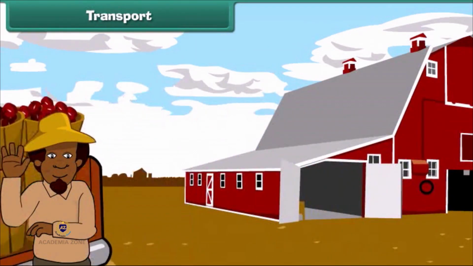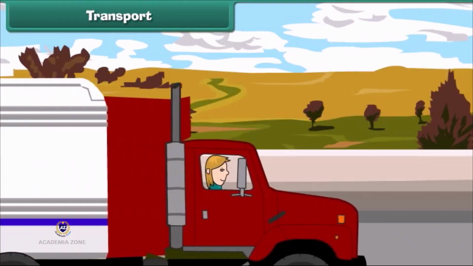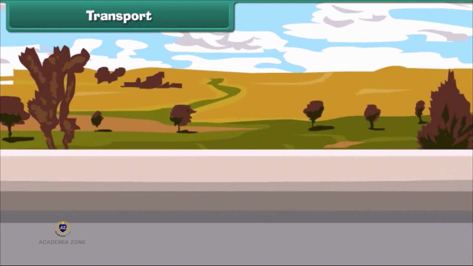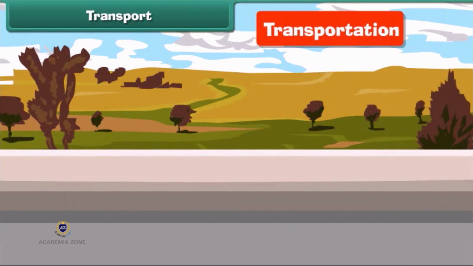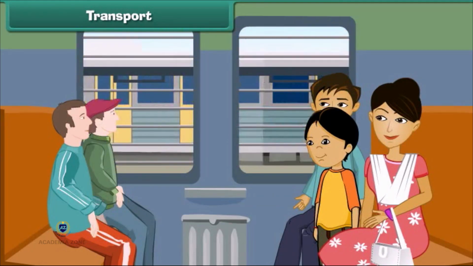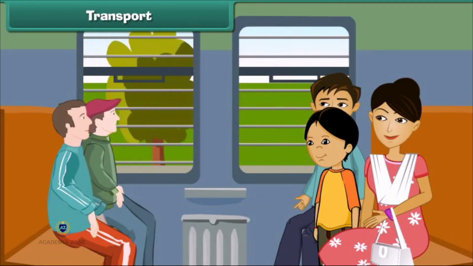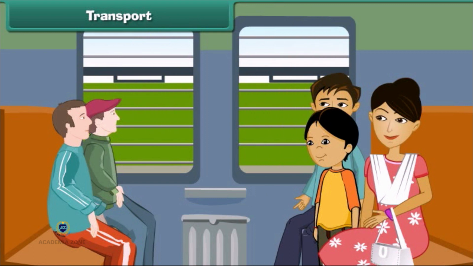Transport. The movement of goods, animals, and people from one place to another is known as transportation or simply transport. Transport removes the barrier of distance and promotes trade between places.